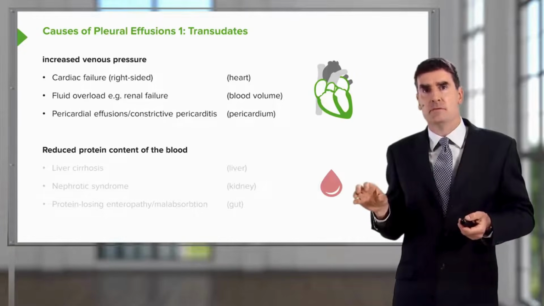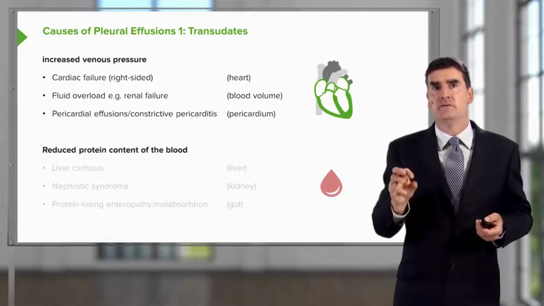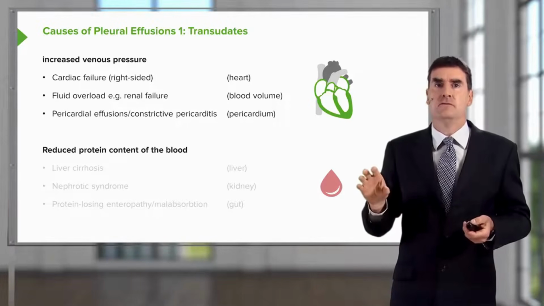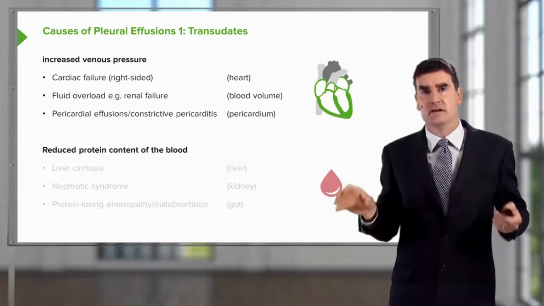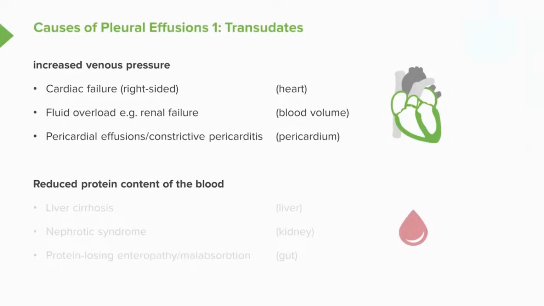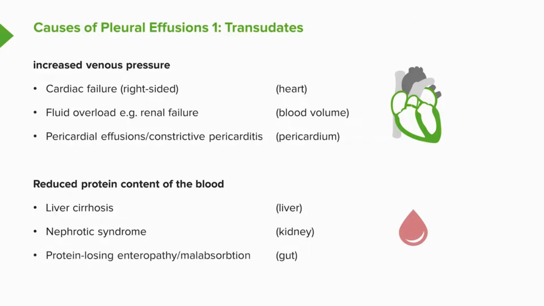The protein content of the blood is required for retaining fluid within the blood, and with a low albumin content, you end up with the fluid seeping out into the pleural space, into ascites, and into the peripheral edema as well. So patients with very low protein content of the blood will present with pleural effusions. These include liver cirrhosis, nephrotic syndrome, and very rarely protein-losing gut enteropathies or malabsorption. But the commonest cause there would probably be the renal and the liver problems.